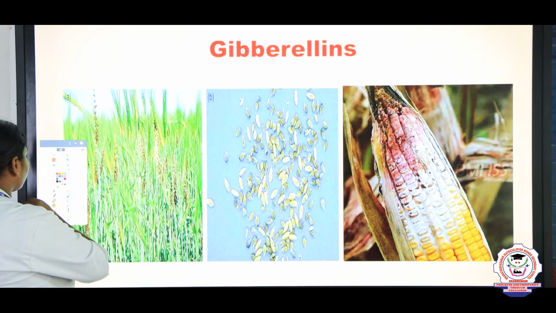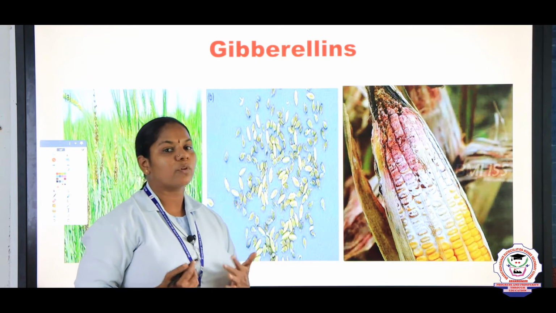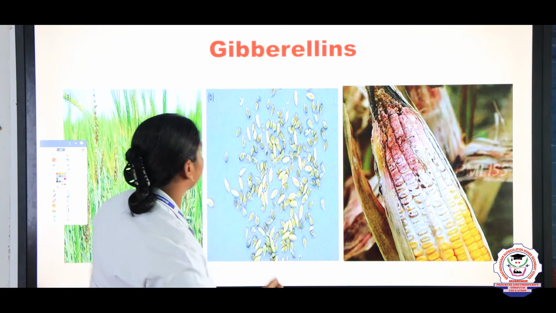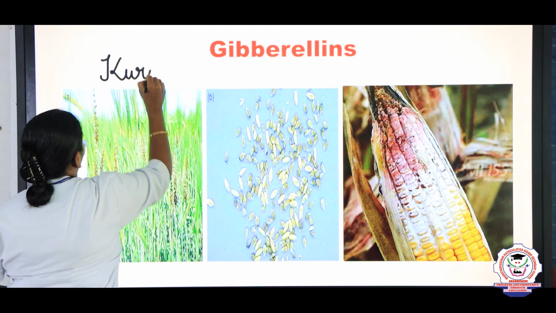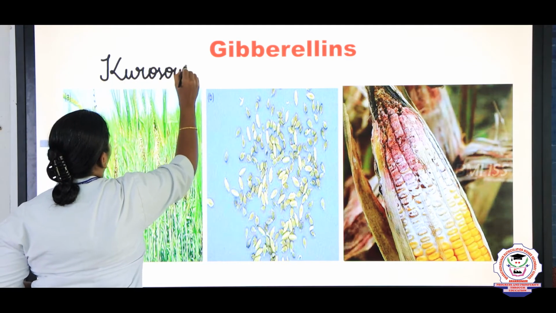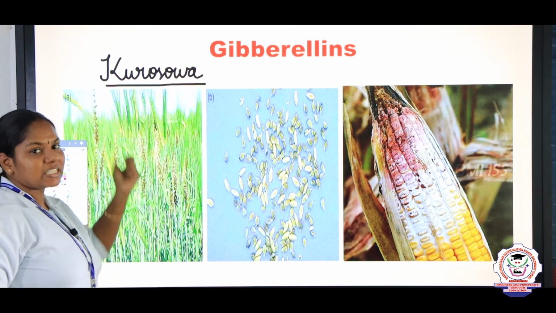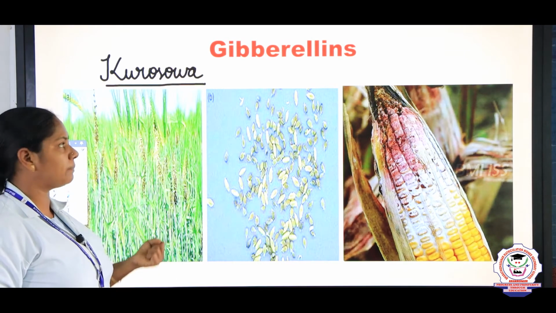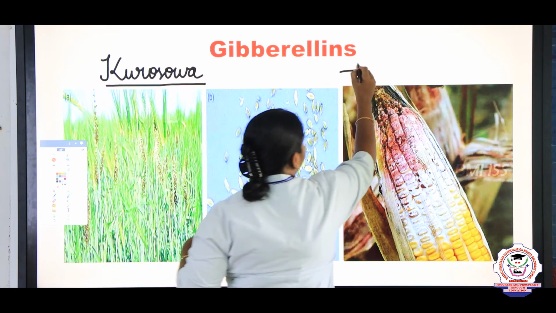The next hormone is gibberellins, right? Why was it called gibberellins? A person named Kurosawa extracted this gibberellin from the fungus called Gibberella fujikuroi.